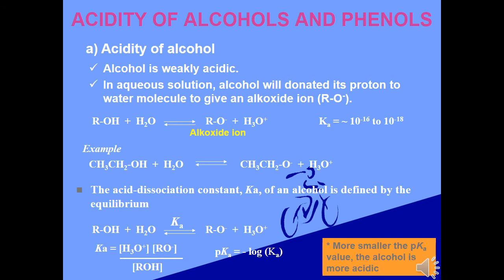Okay, now acidity of alcohols and phenols. A is acidity of alcohol. First, alcohol is weakly acidic. Second, in aqueous solution, alcohol will donate its proton to a water molecule to give an alkoxide ion, which is RO negative.